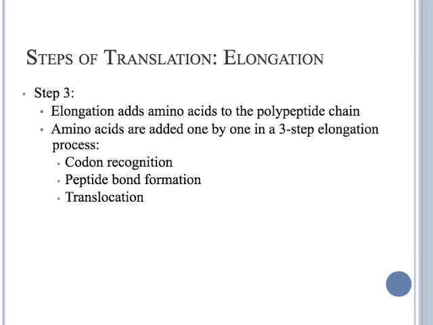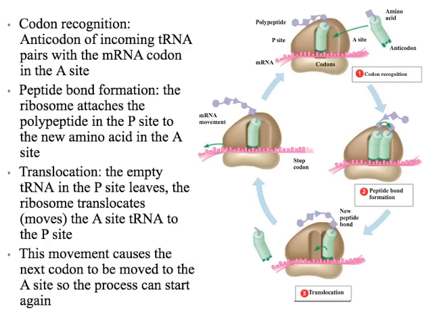Our next step is going to be elongation. And just like in transcription, we're going to elongate, or here we're going to build the growing polypeptide chain, or the growing protein. So elongation adds amino acids to the polypeptide chains, and there are 3 steps to elongation. There's codon recognition, peptide bond formation, and then translocation. So let's look at those now.